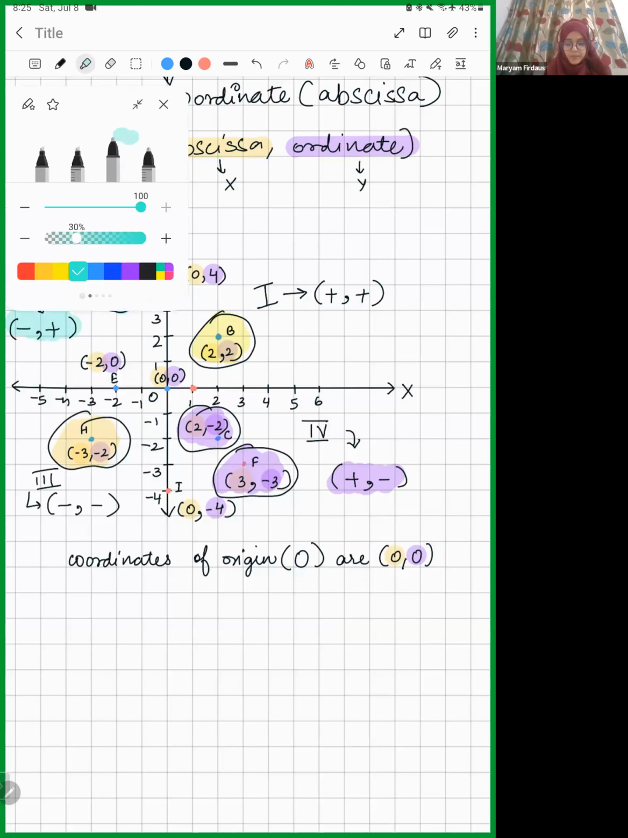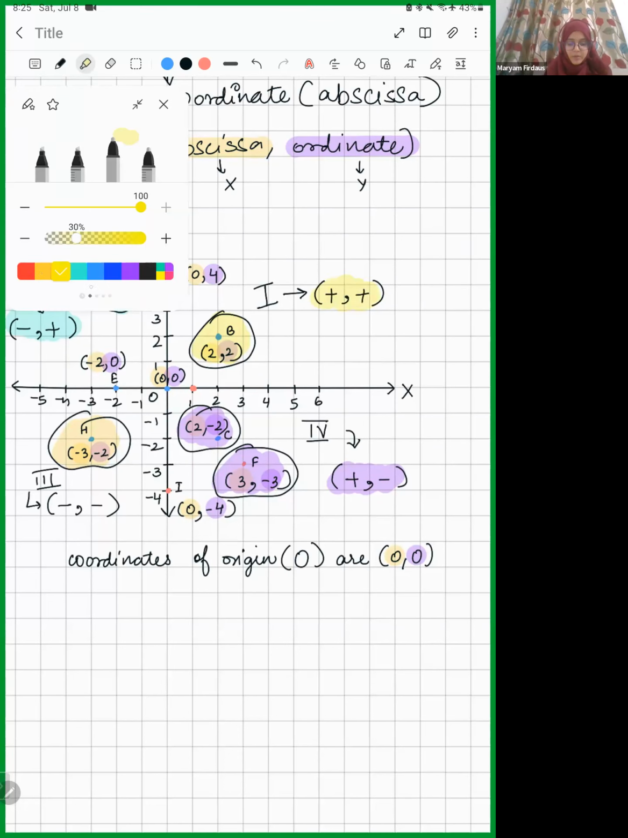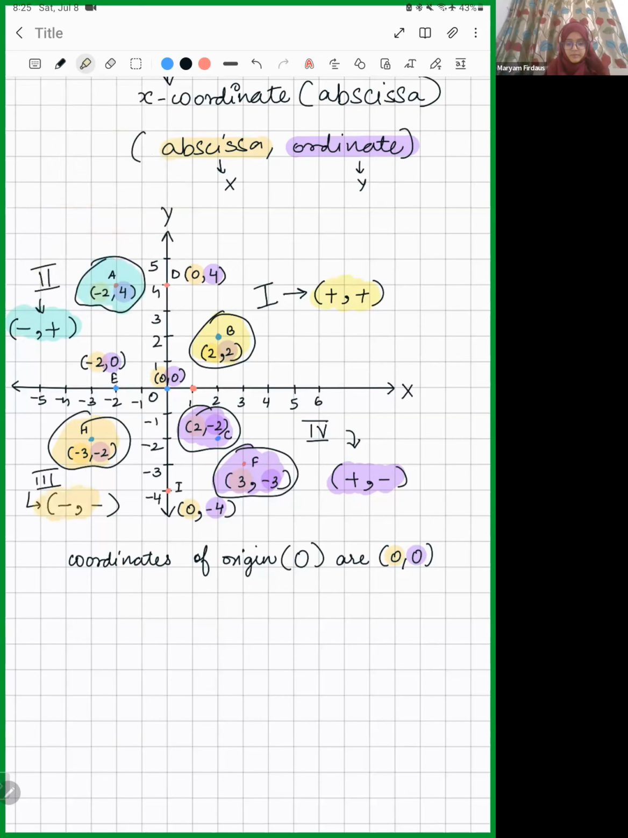So you have now understood the difference between all these 4 quadrants? All of you? Okay, good. Any doubts still here? No, ma'am. No doubts. Okay. Let's do this question.